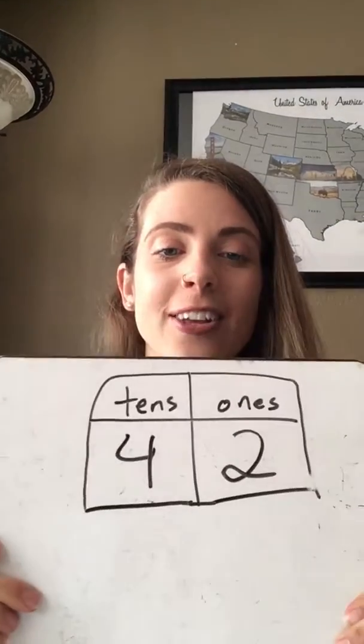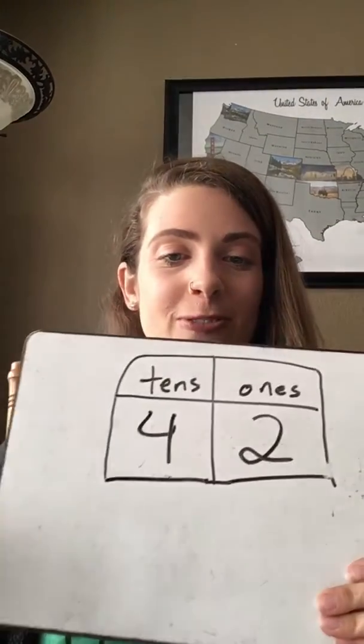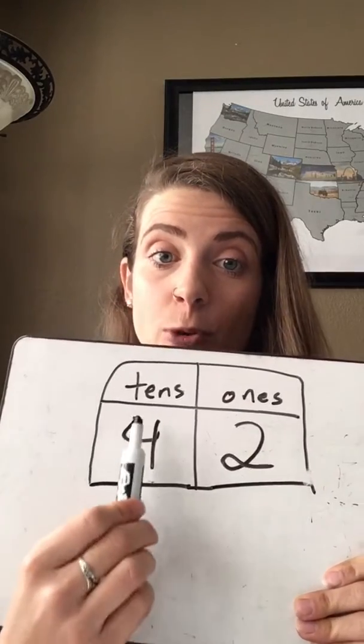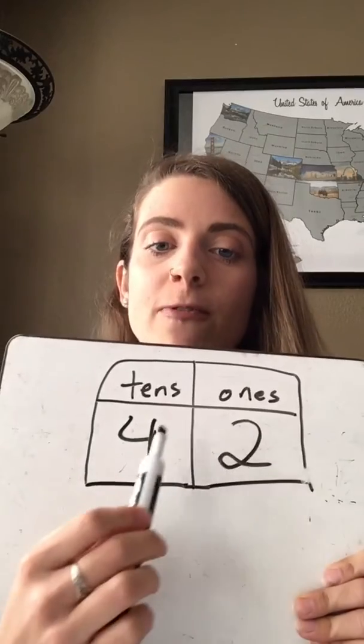All right, let's do 2 more, my detectives. The number in the tens place is 4. And the number in the ones place is 2. Show the number and say it in 3, 2, 1. 42. 4 tens, 2 ones. That would be 40. If we have 4 tens, it's 40. And 2 ones would be 42.